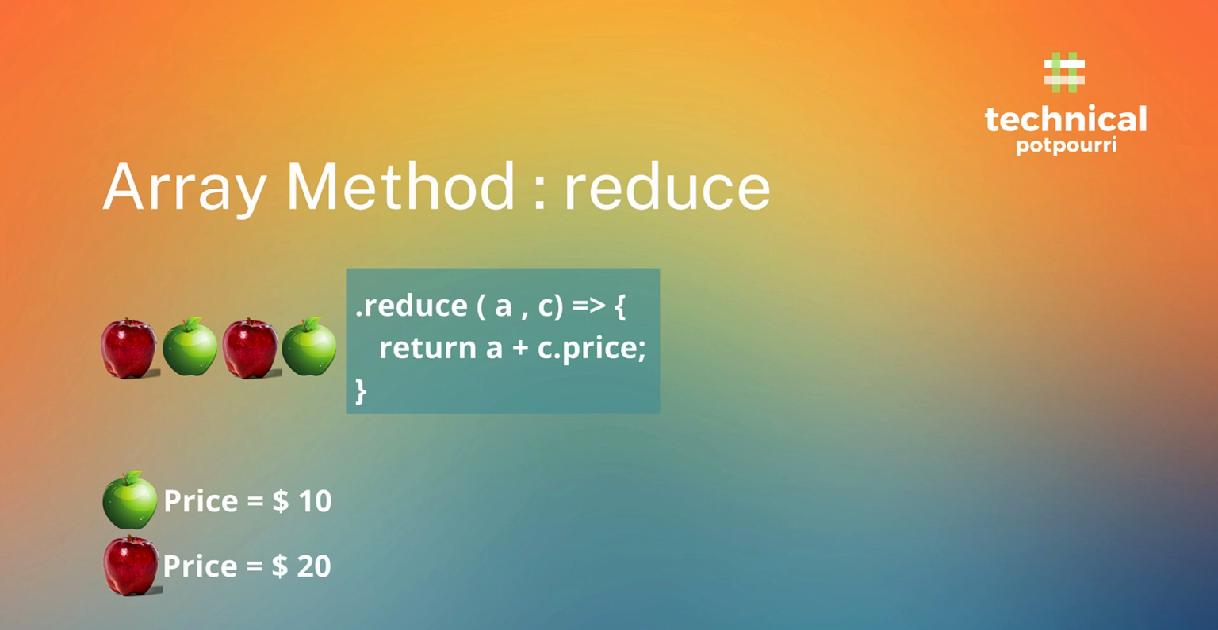So as you can see here, I have 2 red apples and 2 green apples. Just imagine like the green apples price is $10 and red apples is $20. So what I'm trying to do, I'm using this reduce function and trying to find out what is the total cost of all these apples, right? If I do that, my cost is 60 because I have 2 red apples, which is 40, and 2 green apples, which is 20. So 40 plus 20 is 60.